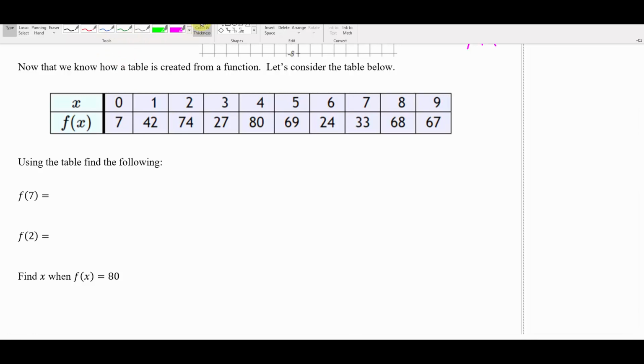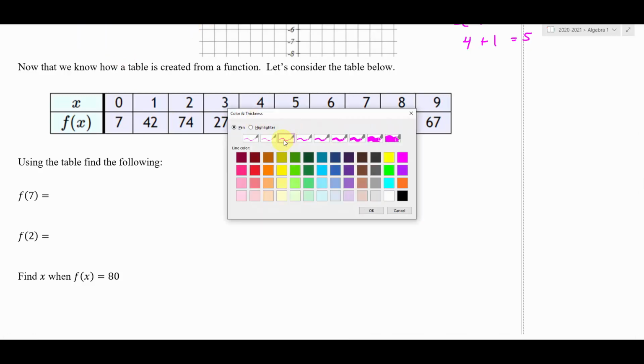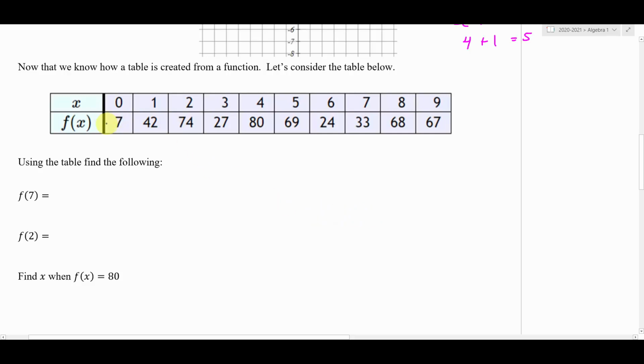All right, so next up here we've got a table. So now that we know how to generate a table, we're going to use that table just to evaluate some inputs and outputs using function notation. All right, so we have this table up here, and remember that the x's represent inputs, and the f of x down here is the same thing as y and represents outputs. All right, so these are inputs up here, these are outputs down here.